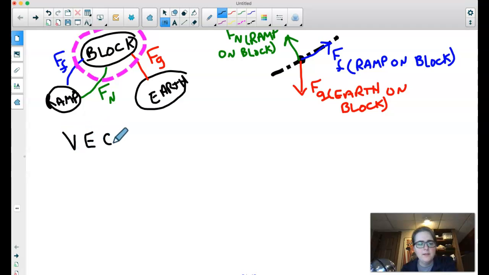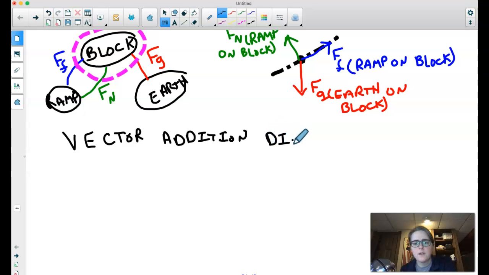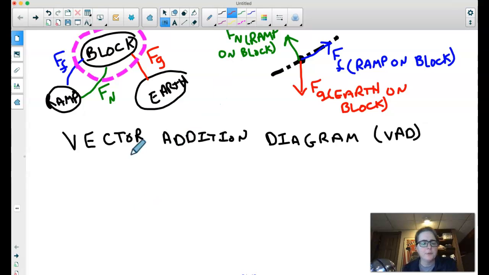And then, last but not least, the final diagram we had was the vector addition diagram, or VAD for short. This is the diagram that is the forces from the free body diagram rearranged. And so, if I were to imagine, usually I start with my force of gravity.